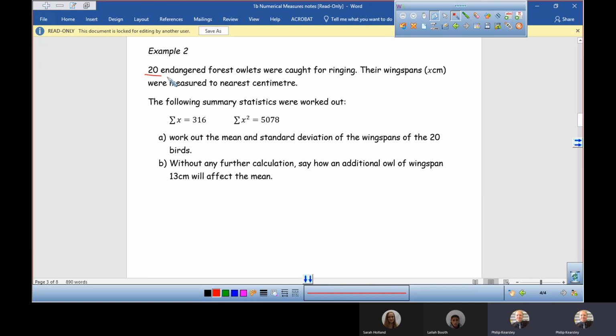N is 20. We've been given summary statistics as well. Notice it's the new style where we end up using sigma x as well. So the standard deviation formula actually used sigma x as well as sigma x squared. Mean. It's a need to know.